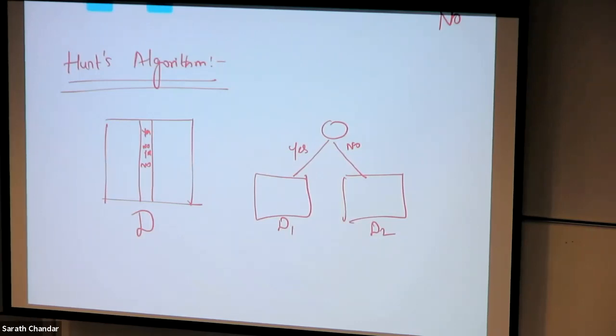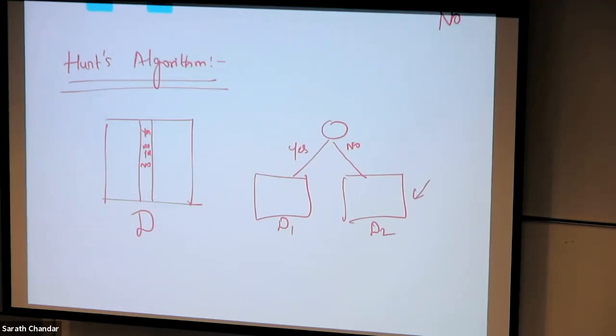Now, when do I stop? There are many questions here. When do I stop? How to split? How many ways to split, and all those things. We are going to answer all these questions, but I'll first explain the general procedure. The general procedure is, let's say I reach any node.